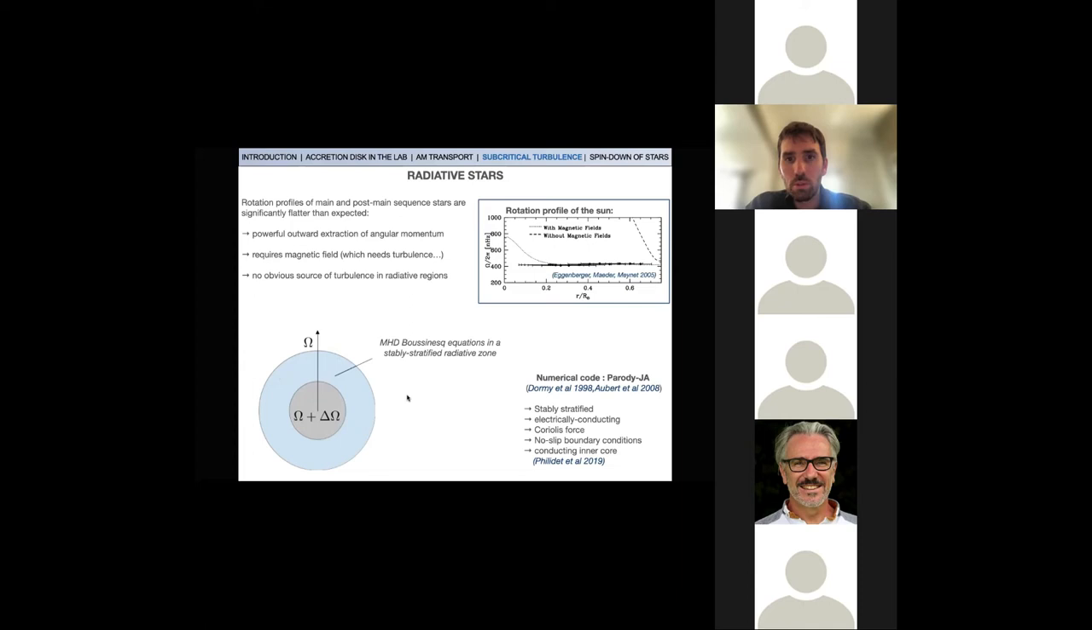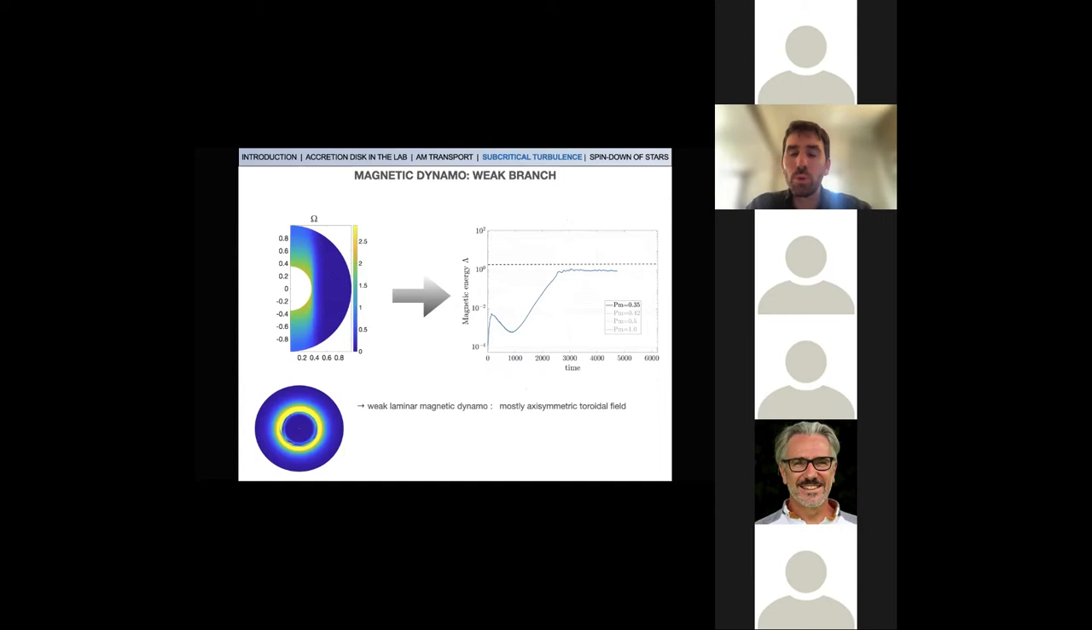I won't detail all the simulations we did. I want to focus on what's interesting for this talk. So we just describe one typical simulation. This is the velocity field we get. As I said, radiative zones are very quiet places. So if you do a purely hydrodynamical simulation, you get nothing. There is no turbulence, no convection. It's just some differential rotation. This is a meridional cut. So it's a differential rotation between a rapidly rotating inner sphere and the outer sphere here. So just some shear layer.